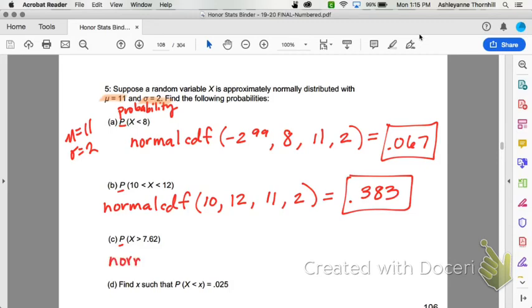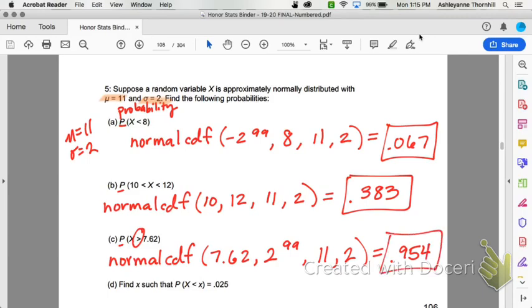For part C, I would do normal CDF. My lower bound would be what? 7.62, because it says greater than. So 7.62 to positive infinity, 11, 2. What do you get for that one? We got 0.954.